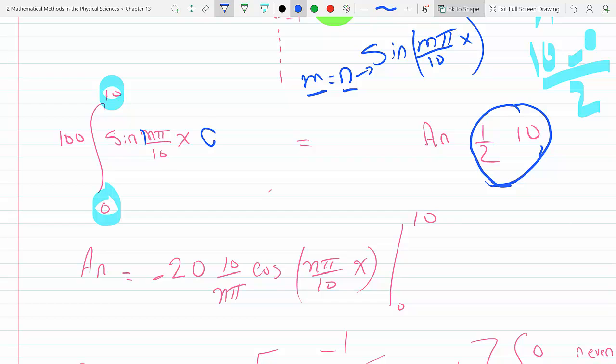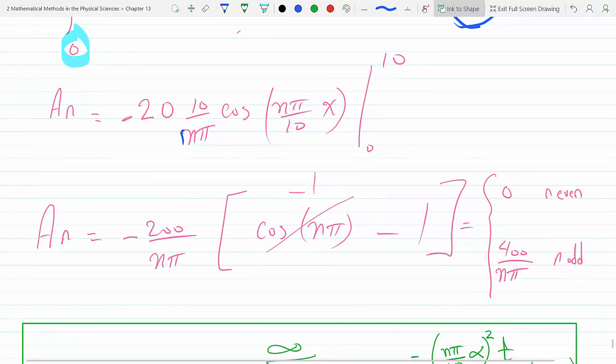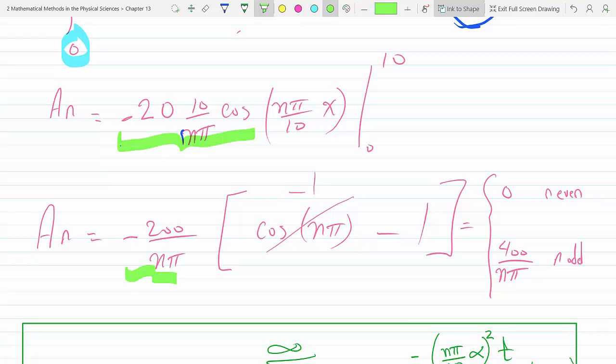You can integrate this. There's a dx here. That's straightforward. Sine becomes negative cosine, and you divide by the chain rule factor, m pi over 10, or you could multiply by 10 over m pi. You could make this an m, from 0 to 10, and then evaluate. When you evaluate at 10, the 10 cancels the 10, we get cosine n pi. I left the constant out here: 200 over m pi. You can relabel m to be n, it doesn't matter, it's just a dummy variable. Minus, if I plug in 0, cosine 0 is 1.